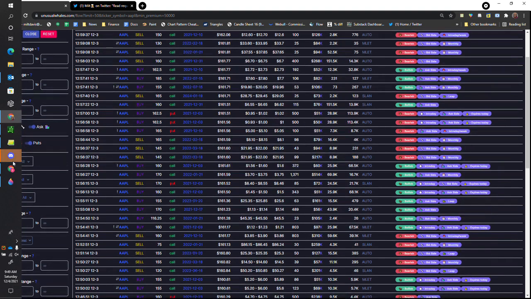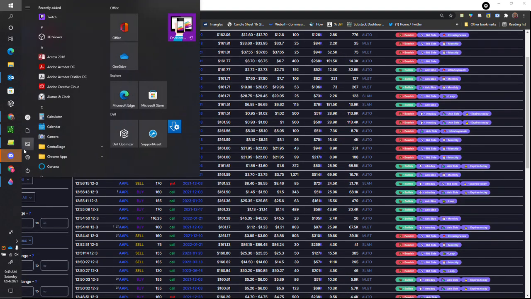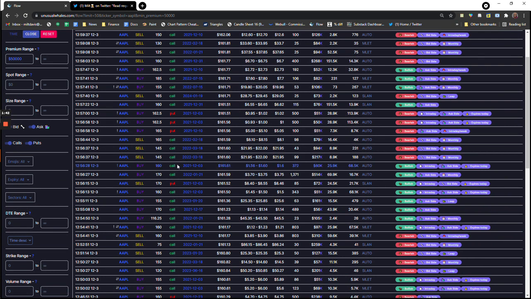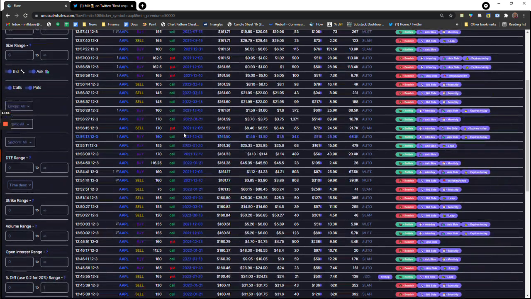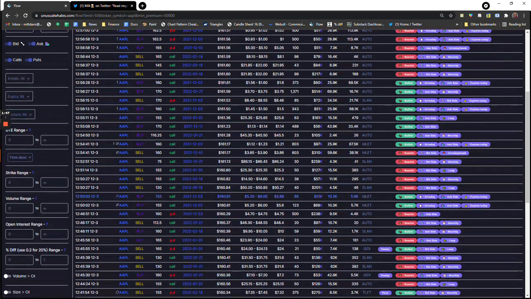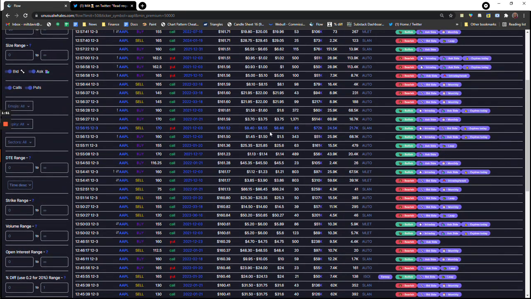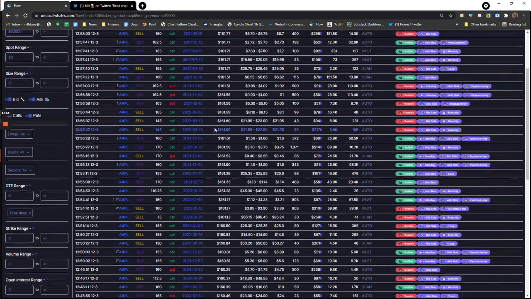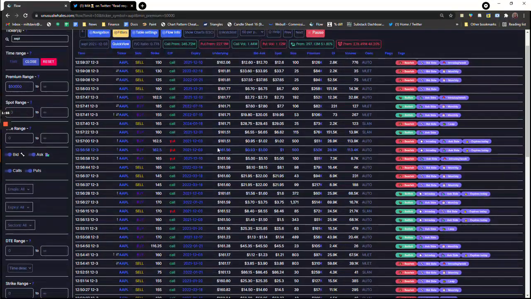12-3. Guys, my Discord won't stop popping up. I don't know how to stop it. 12-3. Look at that, 51K 12-3. 72K 12-3. Another 100K at 12-3 right there. The only problem with that is that it's 12-4.